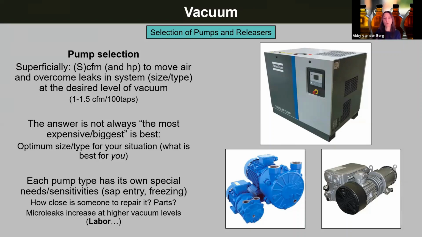So when we have higher levels of vacuum, it really increases the amount of labor we have to devote to rigorous repairing and detecting leaks, and really in the installation of the system to be as leak-free as possible. So having higher levels of vacuum can actually be a little bit of a trap and get us into a situation where we're doing a lot more work than we thought we were going to. So it's just something to be aware of.